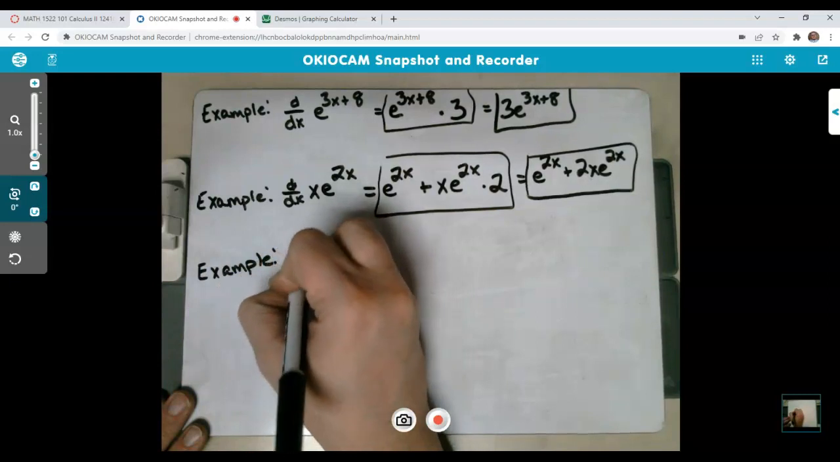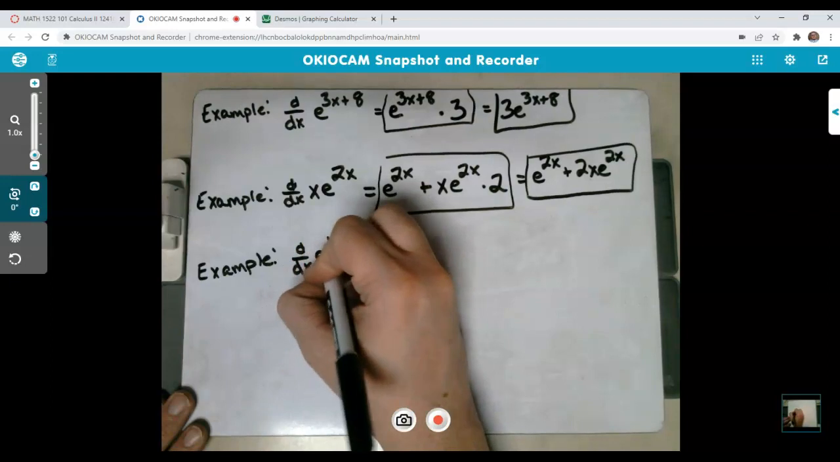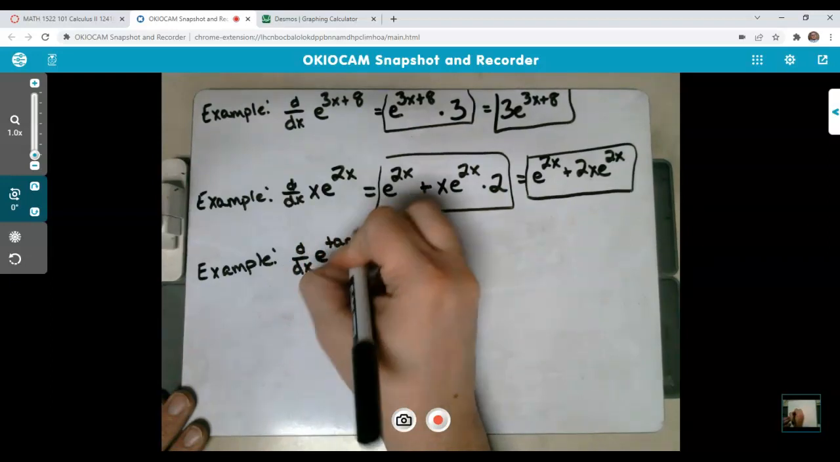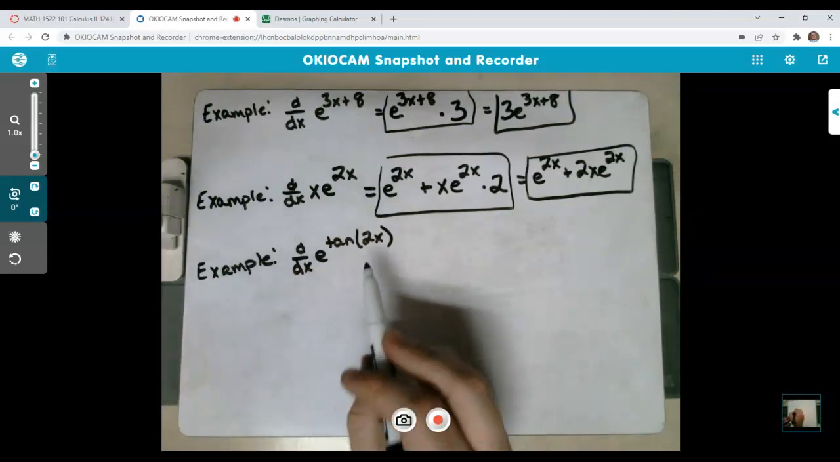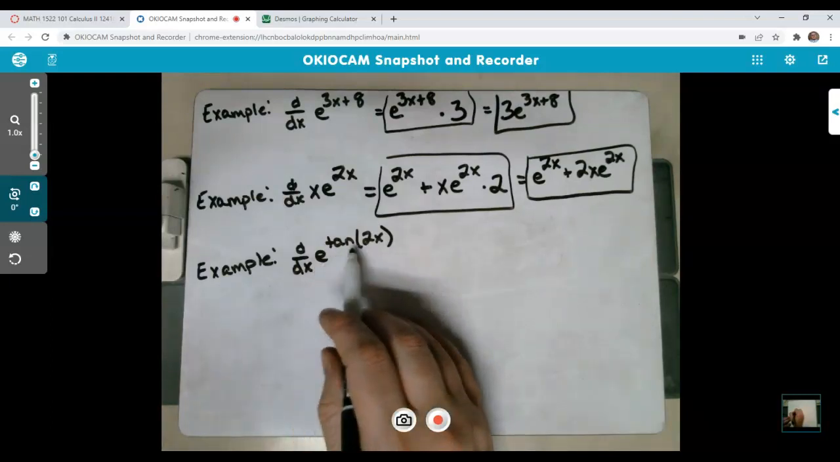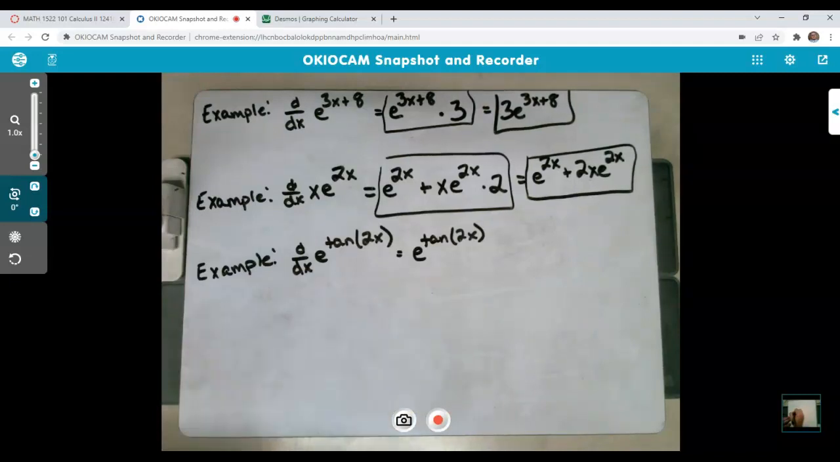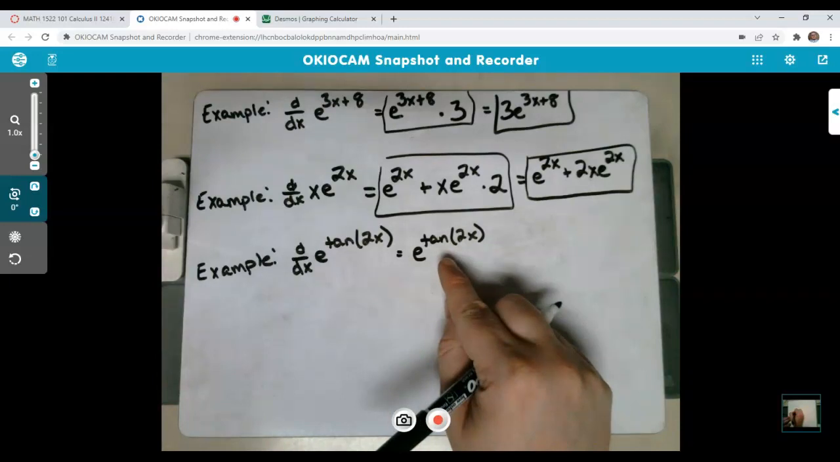Let's do the derivative of e to the power of tangent 2x. Again, here we are going to need the chain rule because it's e raised to some stuff, right? So again, the outermost part is the e because it's e raised to all of this. E stays e, so we're going to start with e to the power of tangent 2x. Again, because e stays e, it's just going to stay what it was to start with.